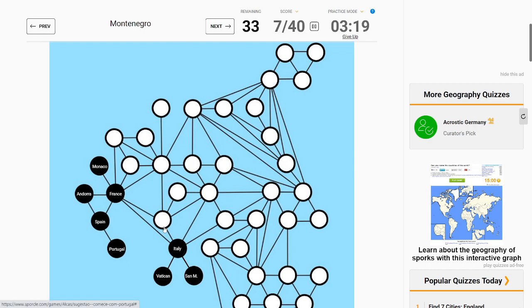So Italy also borders Switzerland, and these are the only two. This is the only one that connects those two together. So that's got to be Switzerland. Switzerland also borders Austria and Liechtenstein. So Liechtenstein doesn't border any other countries, so this must be Liechtenstein. So this is Liechtenstein, and then we've got Austria.